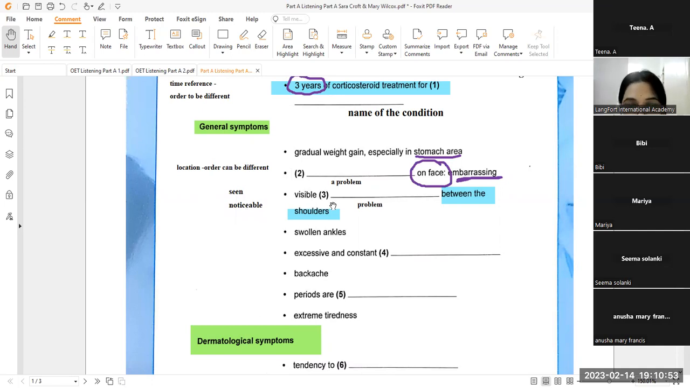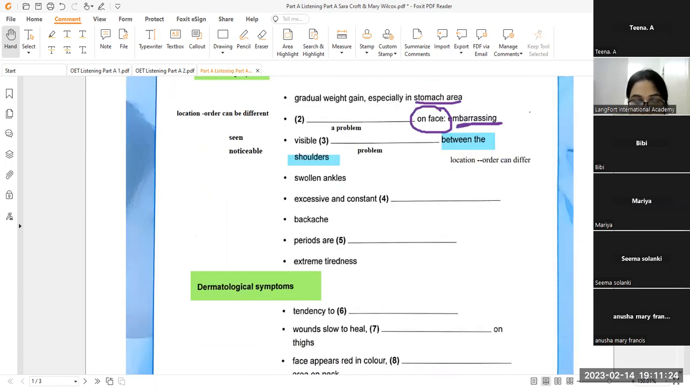Okay, all right. So here we know on the third question, we are again looking for a problem that happens between the shoulders. So that means again you get location. So whenever you get a location, remember the person can say between the shoulders, I have this problem, or they can say I have this problem between the shoulders. So location means order can be different. Okay, all right. Okay. Sindhu, can you read the fourth question for me?